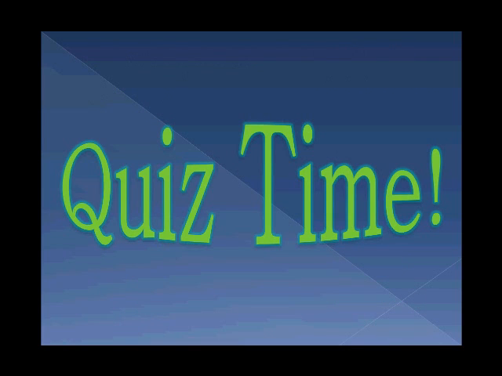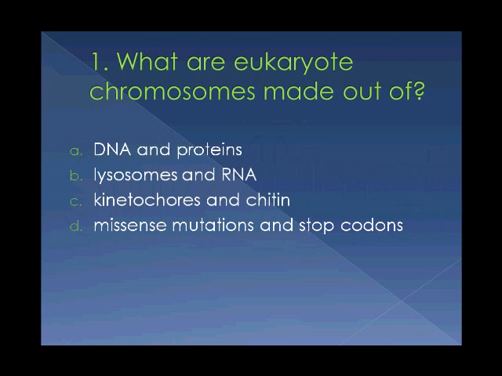Quiz time. So first question, what are eukaryote chromosomes made out of? And you should have this one memorized. A, DNA and proteins. B, lysosomes and RNA. C, kinetochores and chitin. Or D, missense mutation and stop codons. A, obviously, DNA and proteins.